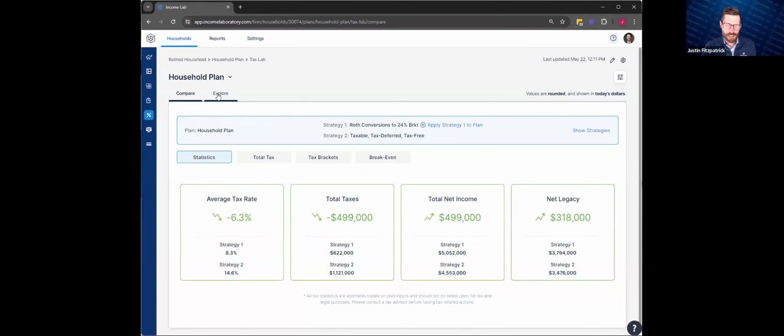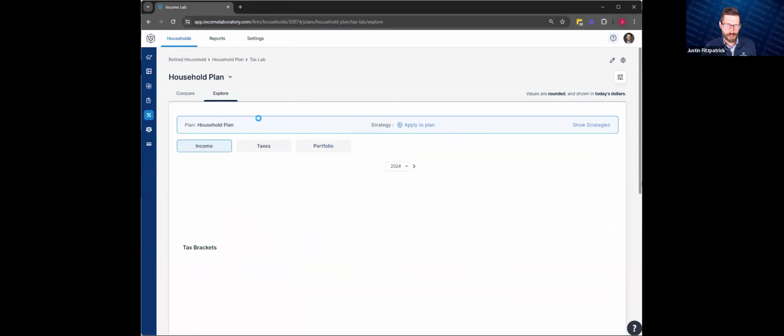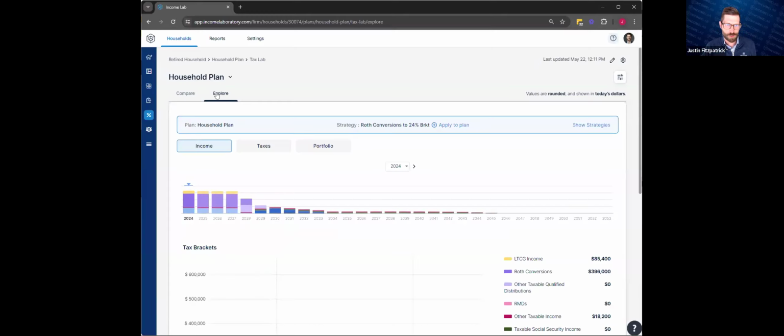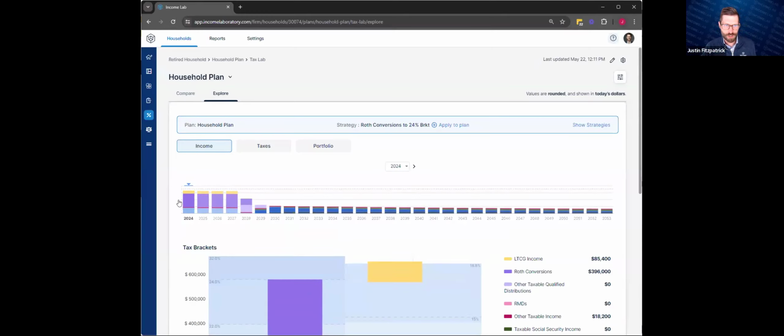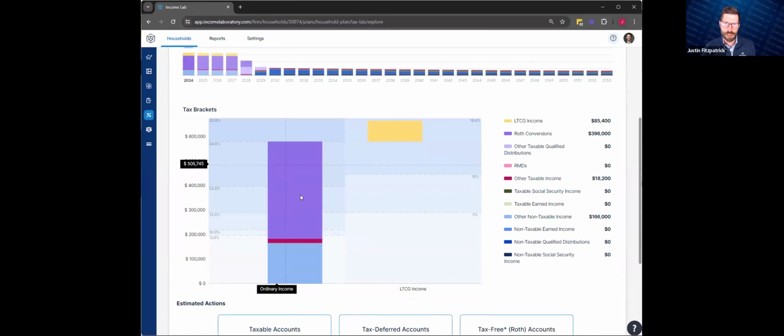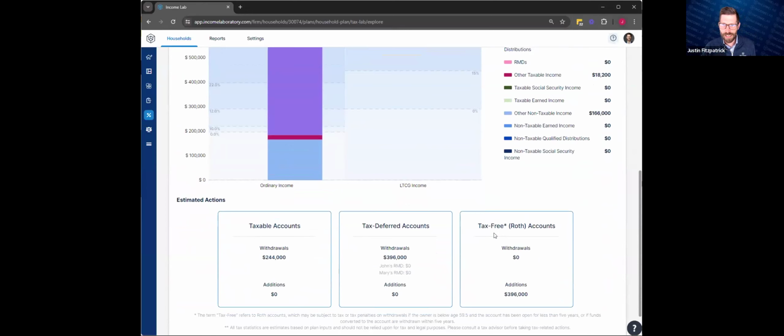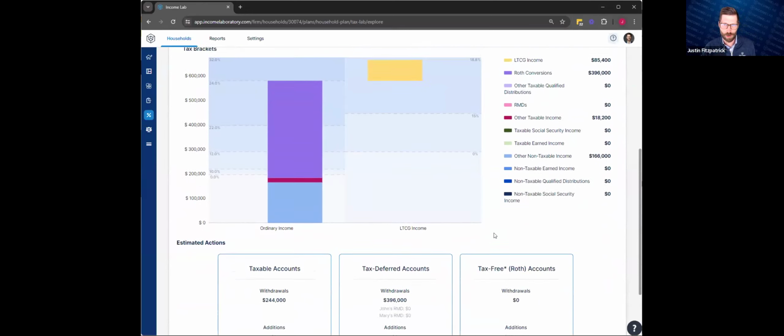Another place you can see, not at the account level, but more at a higher level, is go to the tax lab and go to Explore. And you'll see also someone was asking about quantifying the number of years of conversions. This purple are Roth conversions. So you can see here it's 5 years of Roth conversions. You can see how it all stacks up and where everything is going.